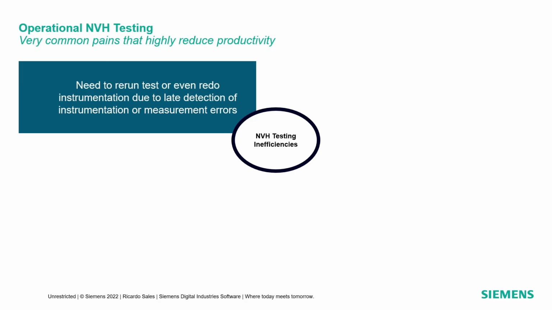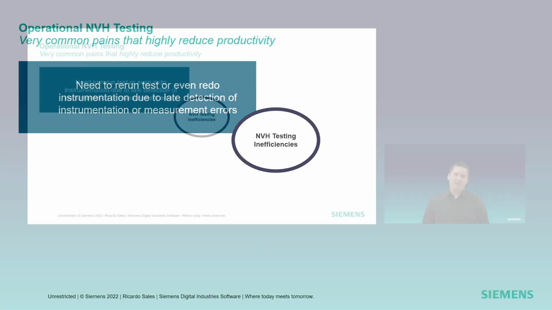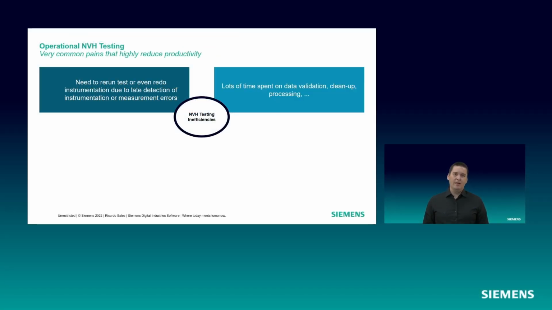In the first phase, when the instrumentation is done, a lot of errors can happen, for example, with the sensor placement or directions. If those errors are not detected on time, that will affect your testing a lot, and maybe you need to rerun them, which will affect the time and cost of the campaign.